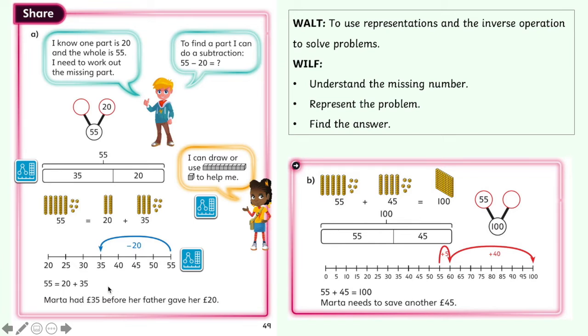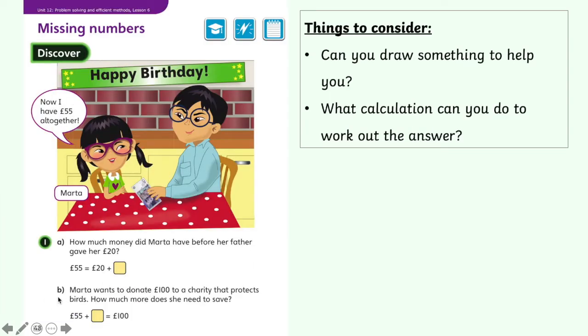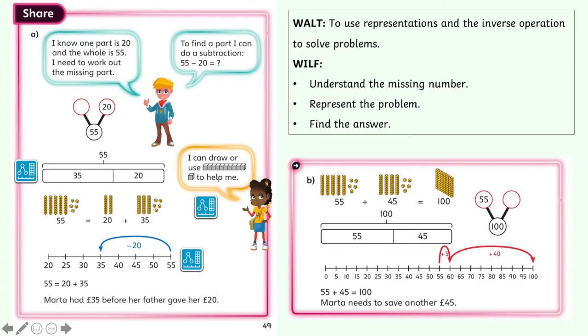Notice that there are 2 calculations that have been used to represent this problem. 55 take away 20 equals the missing number, and 55 equals 20 add 35. Both a subtraction and an addition can be used to represent this problem. Let's think back to part B then. Part B asked, Marta wants to donate £100 to a charity that protects birds. How much more does she need to save? And you can see here that it was represented with this calculation. 55, that's what Marta has now. She's got to get to 100, and we're finding out how much more she needs to add on to what she's already got to get 100.